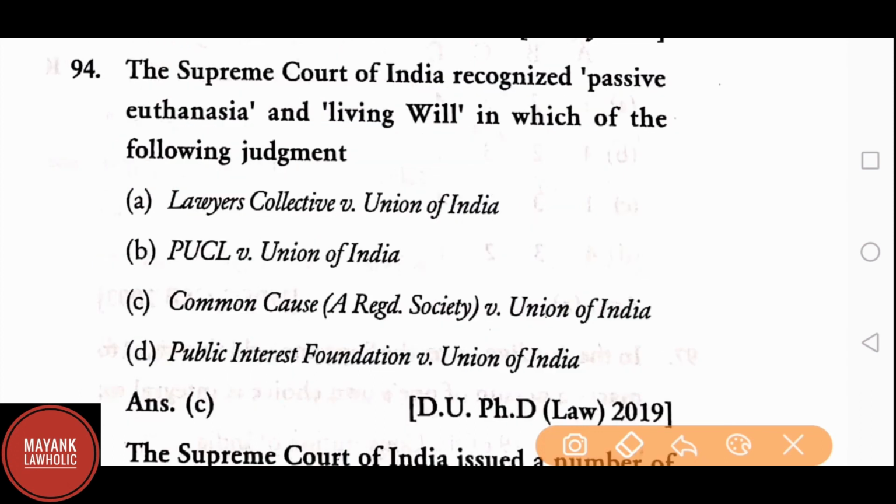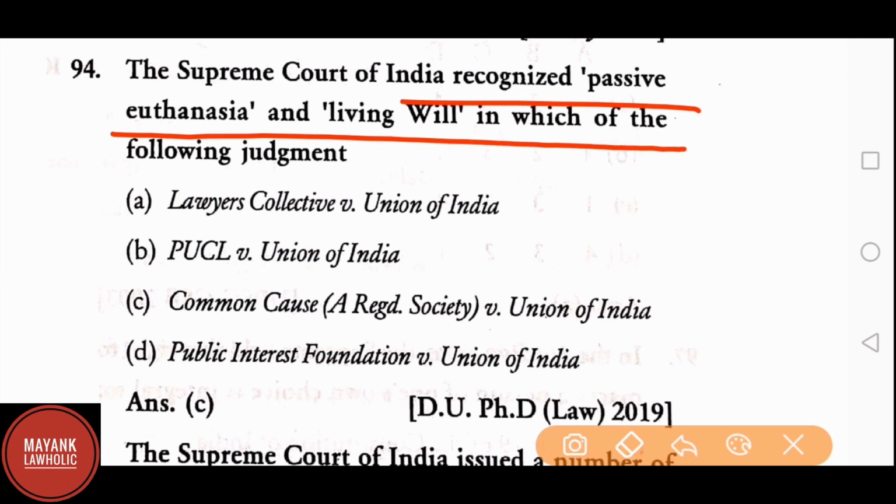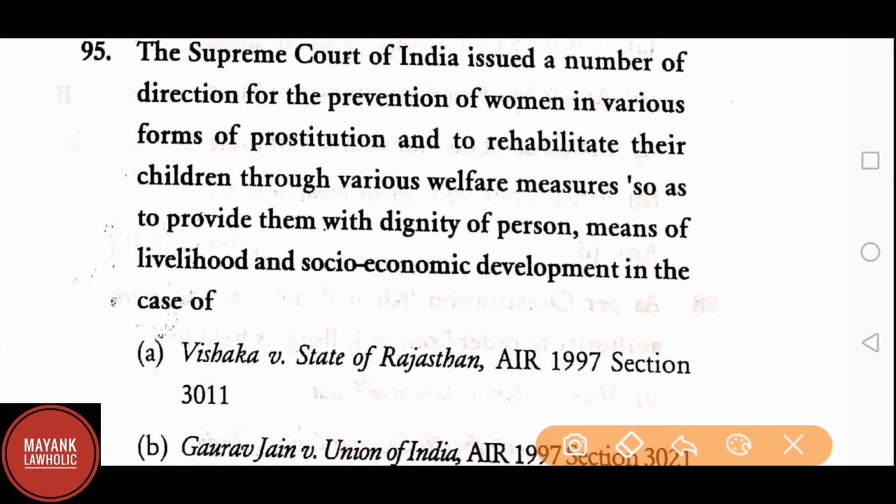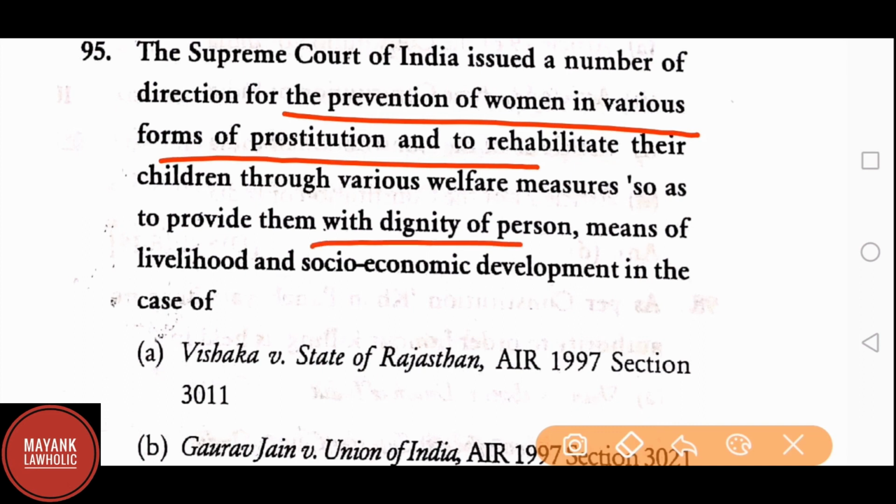Question number 94. The Supreme Court of India recognized passive euthanasia and living will in which of the following cases? The answer is C. Common Cause versus Union of India. Question number 95. The Supreme Court of India issued a number of directions for the prevention of women in various forms of prostitution and to rehabilitate their children through various welfare measures so as to provide them with dignity of person, means of livelihood and socio-economic developments.